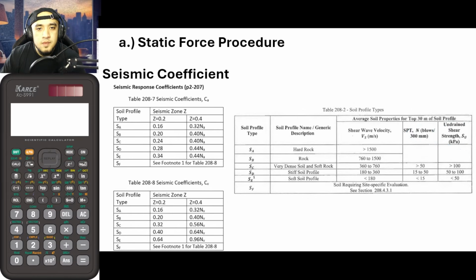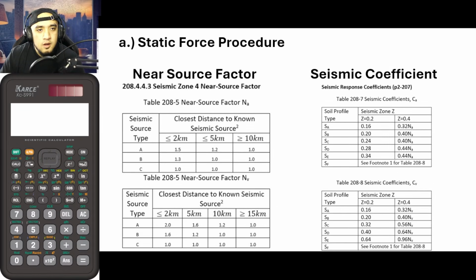Okay, so next up, going back here, for the near source factor, as you can see here, as the name would imply, it is a factor that is dependent upon how close the building is to the nearest seismic source, which is once again the fault line. Okay, so if it is less than 2 kilometers, we would be making use of this column. If it is less than 5 kilometers but greater than 2 kilometers, we would be making use of this column here. And if it is greater than 10 kilometers, we would now be making use of this particular column here.